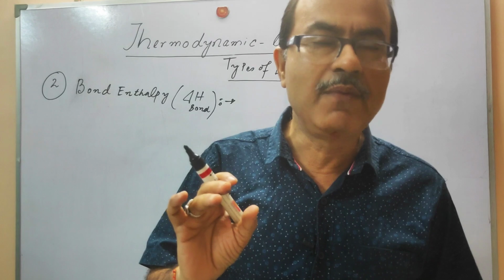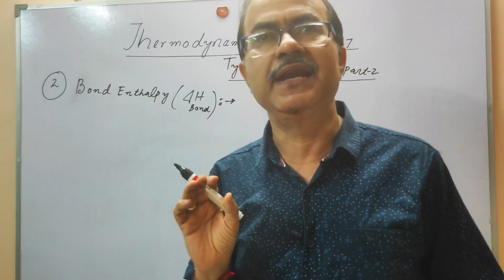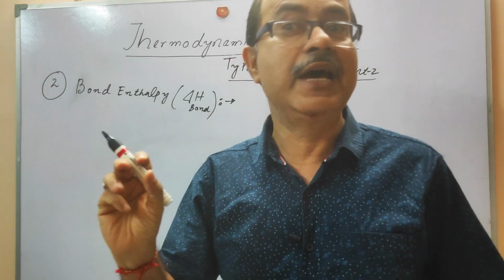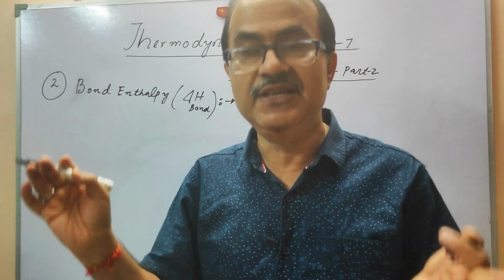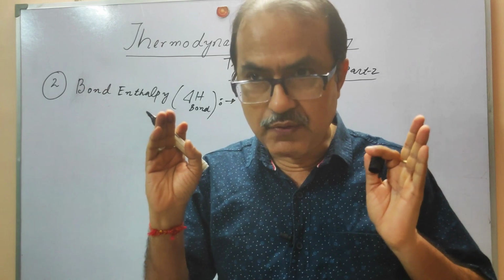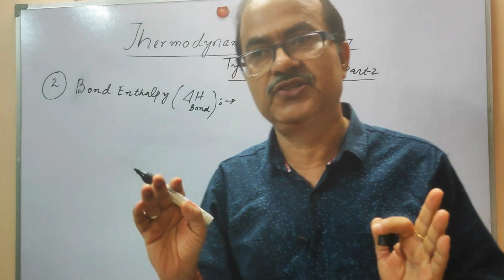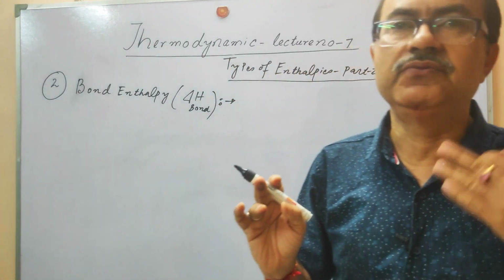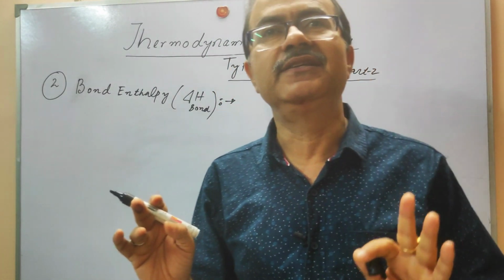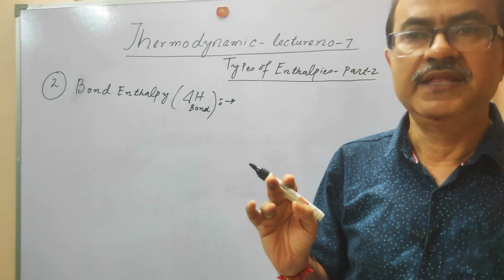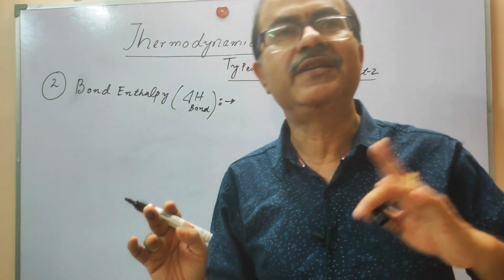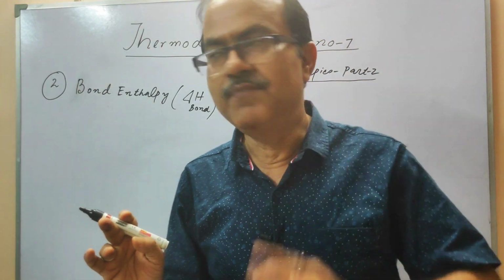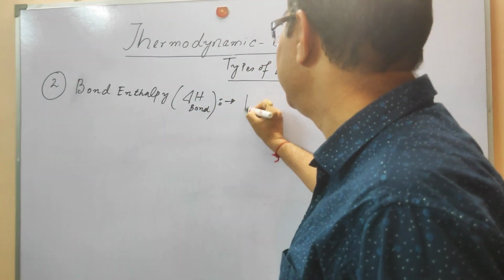So when we break the bond, we have to give some energy to the system, and when there is a formation of the bond, there will be the energy release. So we can correlate this during the enthalpy change of the reactions with this bond enthalpy. In thermodynamics, when we correlate the bond enthalpy with the heat of the reaction, there are two terms normally we use for this bond enthalpy.